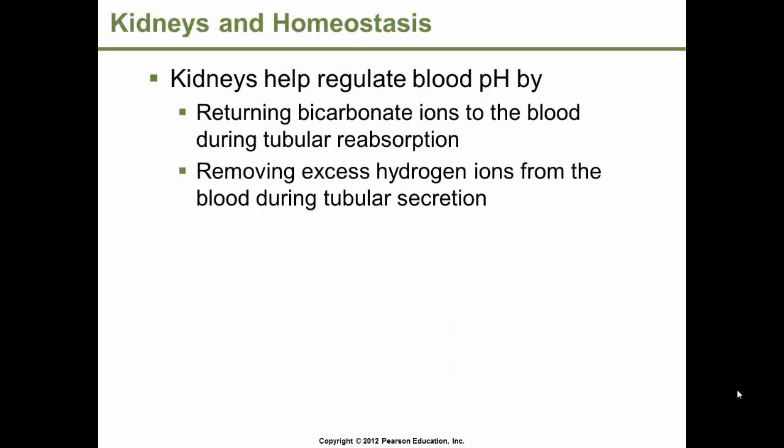Kidneys help regulate blood pH in two ways: by returning bicarbonate ions to the blood during tubular reabsorption, or by removing excess hydrogen ions from the blood through tubular secretion. Of course, the pH is also maintained through the respiratory and buffer systems in blood as well.